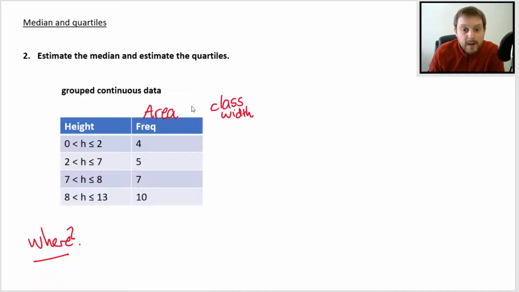And the area will be the class width times the height. So if I do area divided by class width, I'm going to get the height. And remember what the height is? It's called the frequency density. Right? That's what it's called for a histogram.